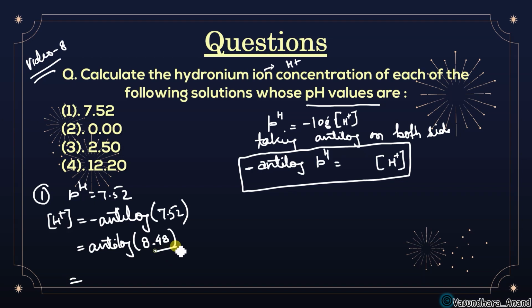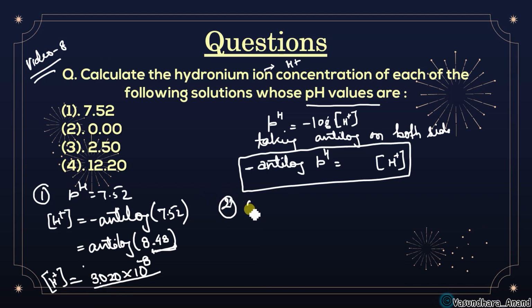Now you have to find the anti-log of 0.48. That 8 will be converted into the power, and since it was a negative anti-log, you make the power negative, minus 8. Let me check the anti-log of 0.48. The given answer is 3020. In anti-log values, it is understood that the decimal is just after 1 digit, so you put the decimal there. The answer is 3.020 into 10 to the power minus 8. This is the H plus concentration for case 1.